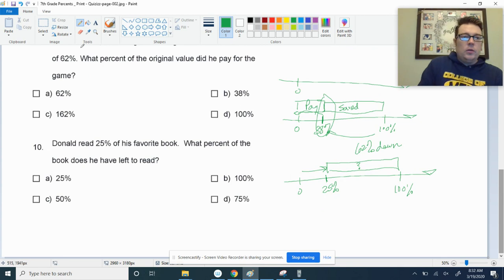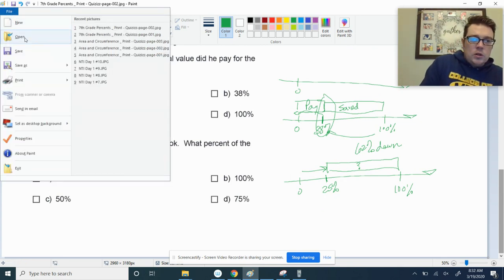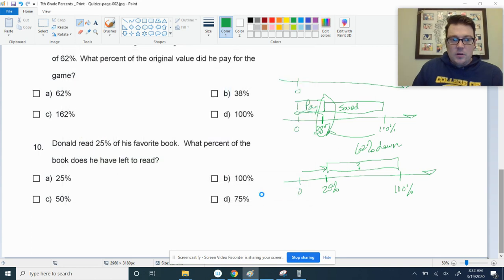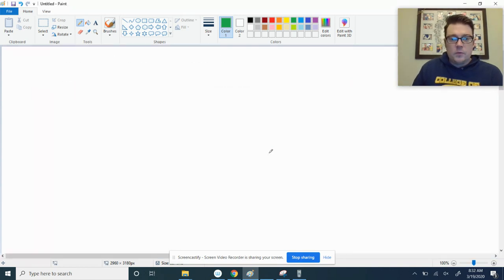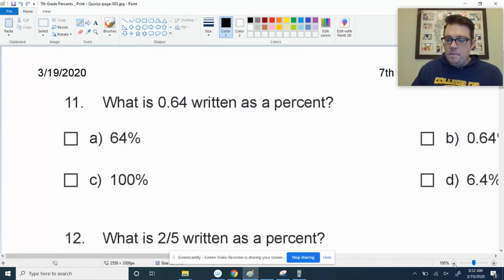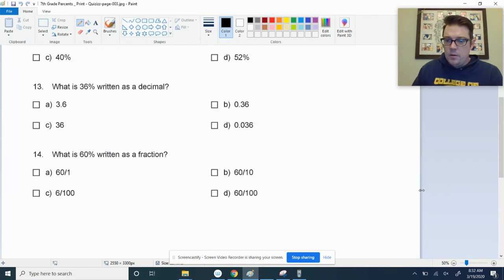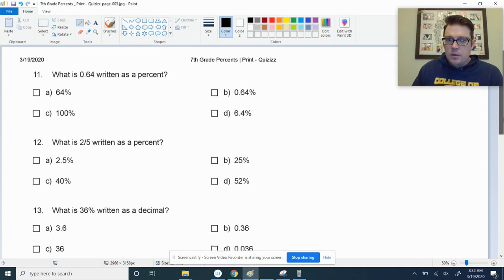Man, we're moving fast. Okay, last few questions. And let's look at them. So starting with number 11. So let's jump to number 11. Zoom out there so you can see it a little bit better. Give me some space to write.